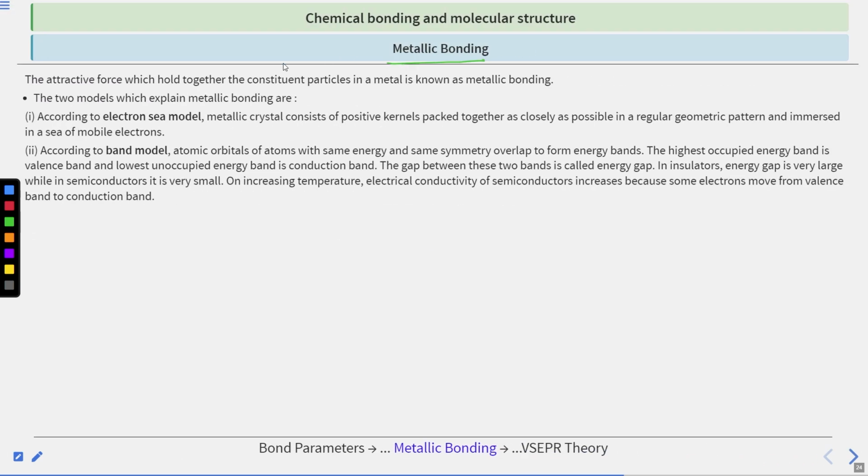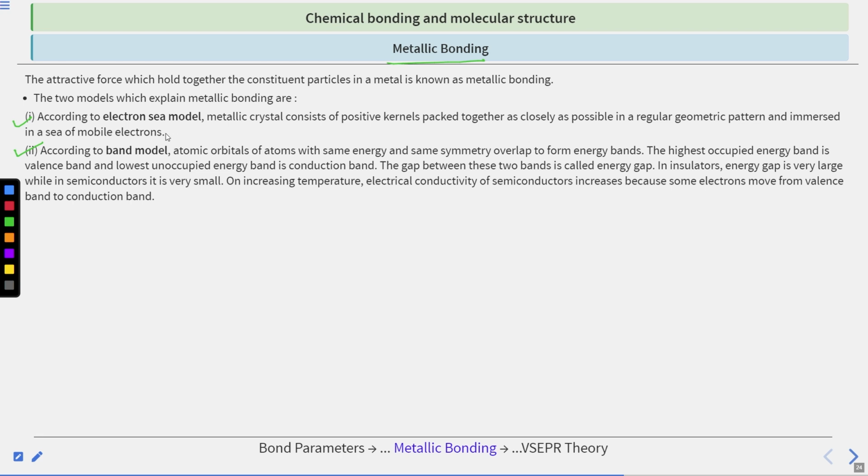Metallic bonding. The attractive force which holds together the constituent particles in a metal is known as metallic bonding. The two models which explain metallic bonding are: first, according to the electron sea model, a metallic crystal consists of positive kernels packed together as closely as possible in a regular geometric pattern and immersed in a sea of mobile electrons.